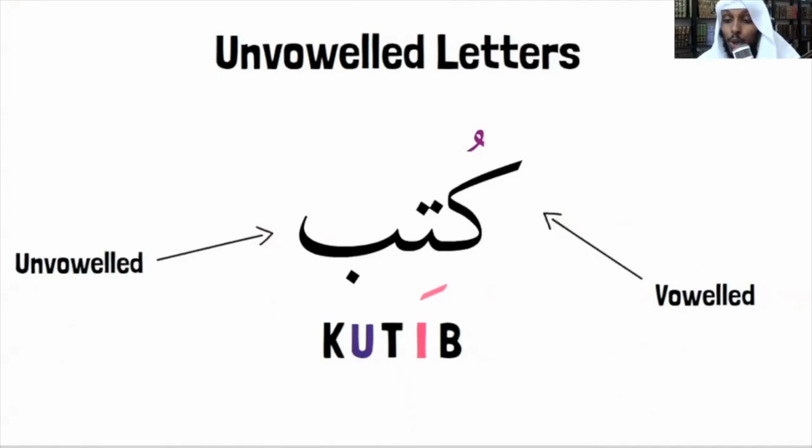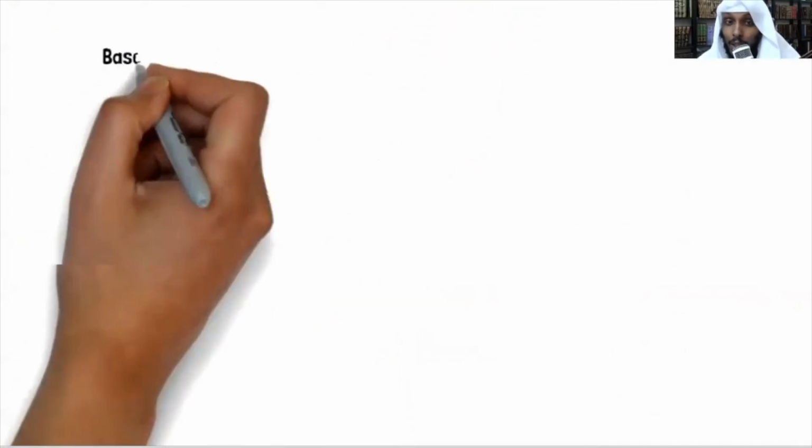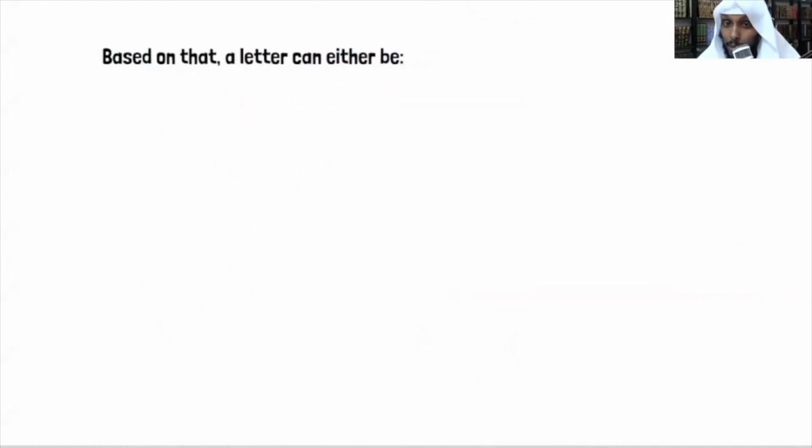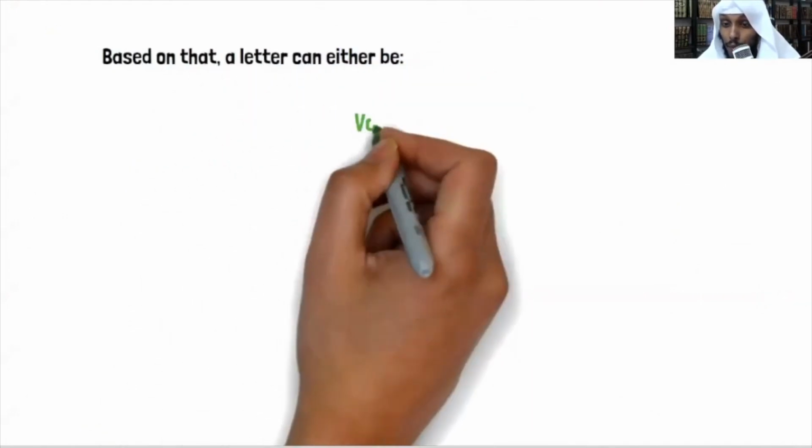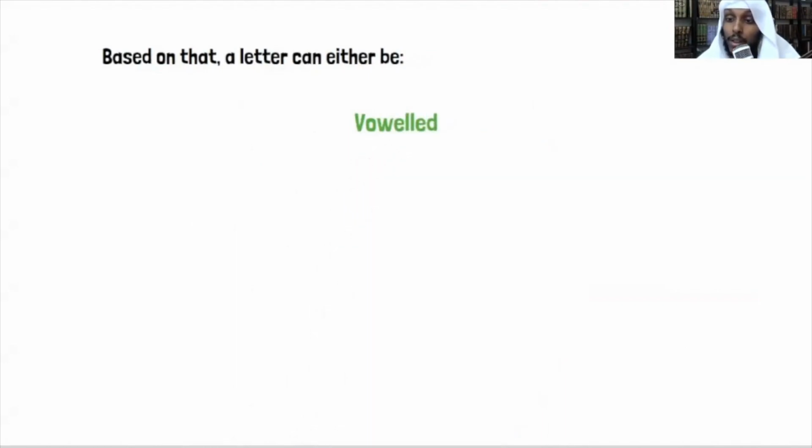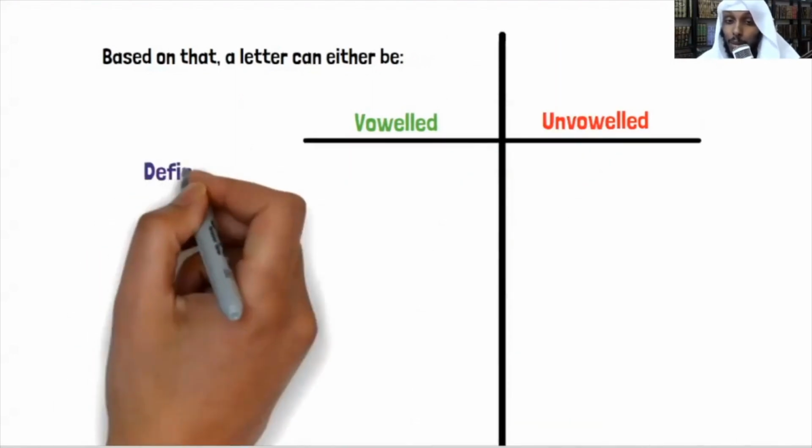So here we have kutib. How would we read this? Kutib. The ba at the end does not have a vowel. Okay, perfect. So based on that, a letter can be, either it can be voweled, obviously, or it can be what? Unvoweled. So we have those 2 types of letters. Every letter in the Arabic language, whenever you're reading something, whatever letter you come across is either going to be voweled or it's going to be unvoweled. One of the 2. And they have different rulings, and we deal with them in different ways.